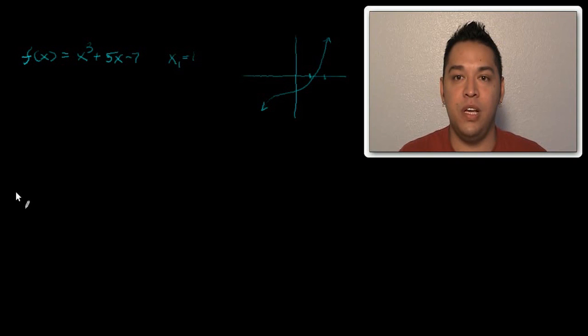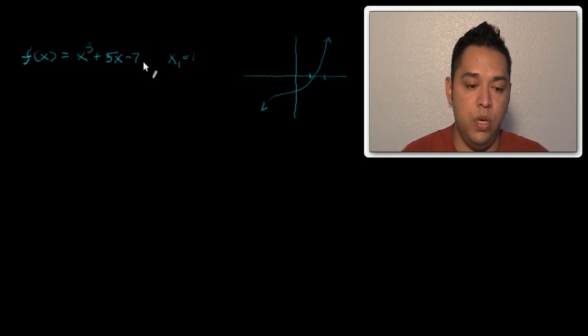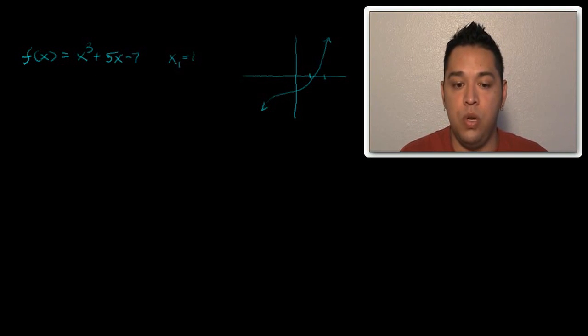Hi, it's Gabriel, and today we're going to walk through this particular problem. We have f of x is equal to x cubed plus 5x minus 7, and we are using Newton's method to approximate the root of this problem. So this is Newton's method.